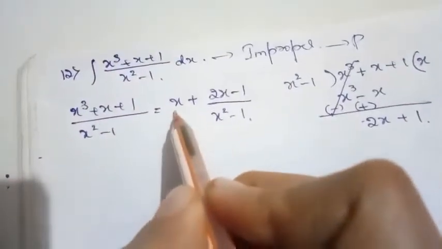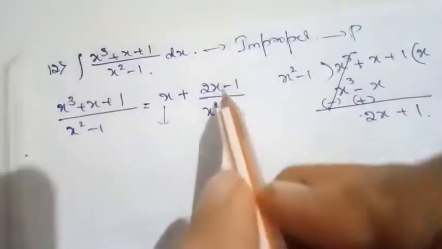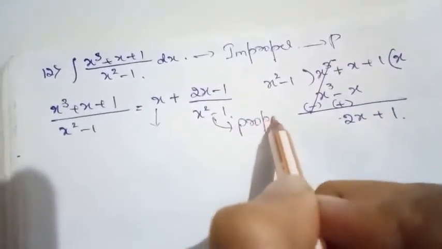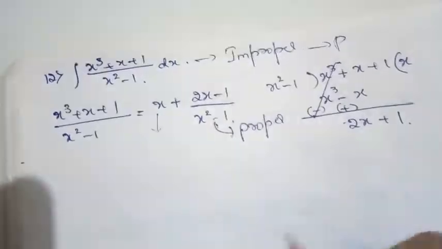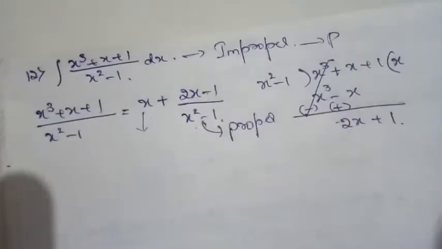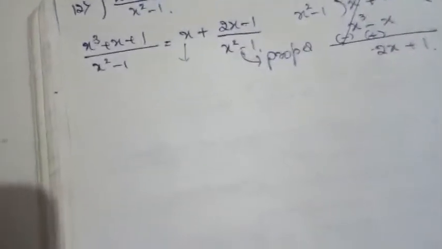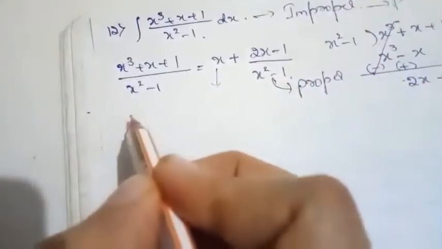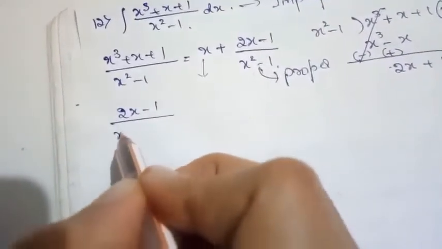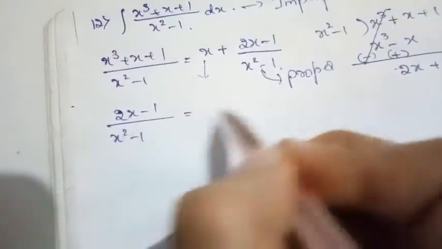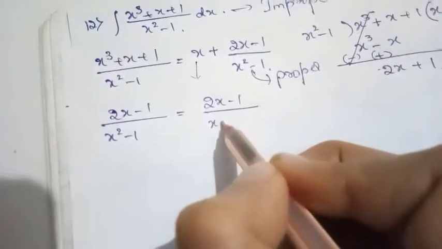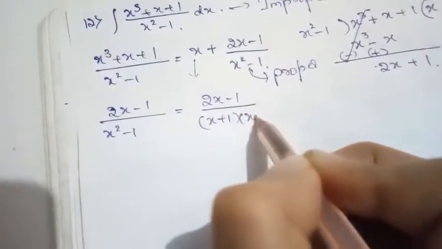So now clearly you can see we can get the integral of x with respect to the variable x, and this is a proper fraction because the degree of the numerator is less than the degree of the denominator, and the value of this one I can get through integration by partial fractions. So first, since it is a proper fraction, I am considering 2x minus 1 divided by x square minus 1. It becomes x plus 1 into x minus 1.